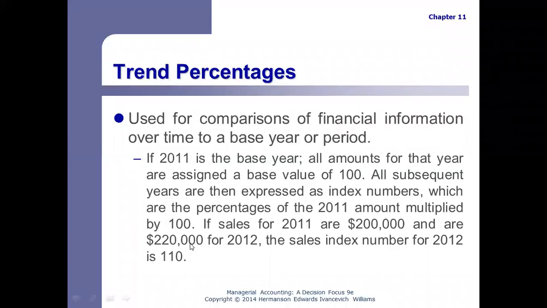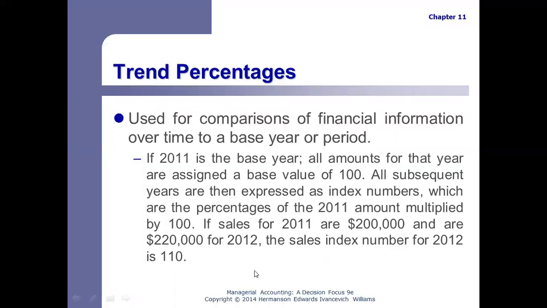So basically what you do is you divide the 220,000 by the base year of 200,000, and you'll get 1.10. Okay, you multiply that by, or move the decimal place over 2 places. 110 is the index. So 2011 is 200,000 divided by 200,000. So that's 1, or 100%. The following year, that index goes up to 110%. So again, that means that our sales went up by 10%. So that's what a trend does.